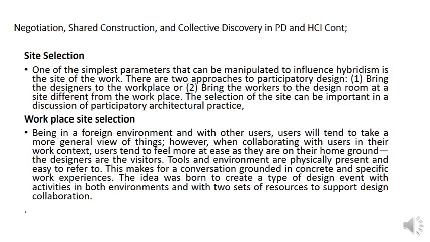Site selection. One of the simplest parameters that can be manipulated to influence ambiguity is the site of the work. There are two approaches to participatory design: bringing the designer to the workplace, or bringing the workplace to the designer, at a site different from the workplace. This selection of the site can be important in discussion of participatory architecture practice.